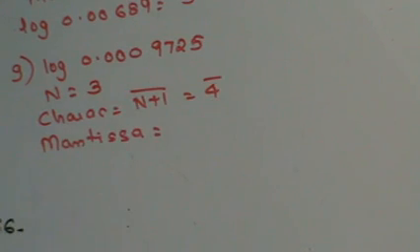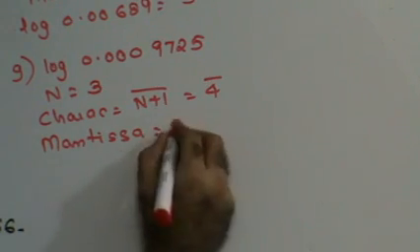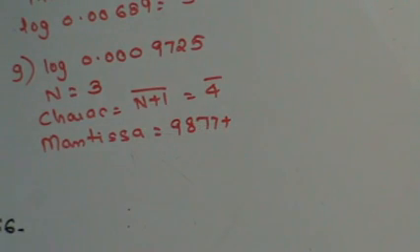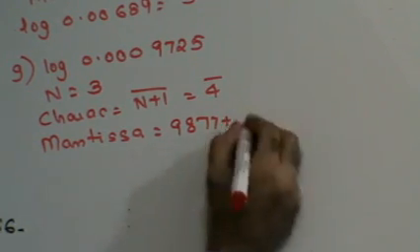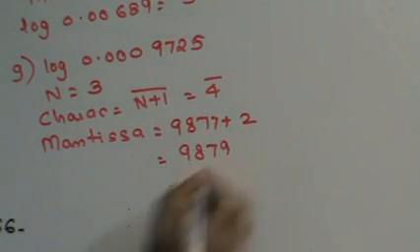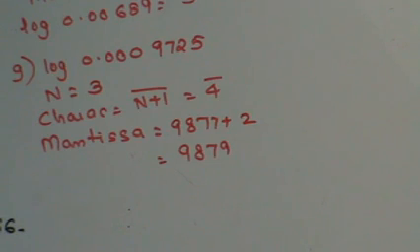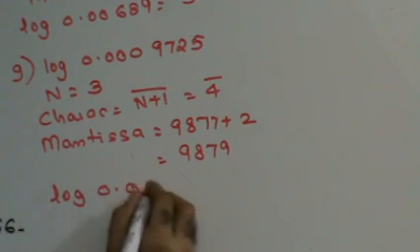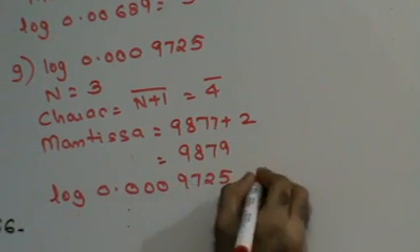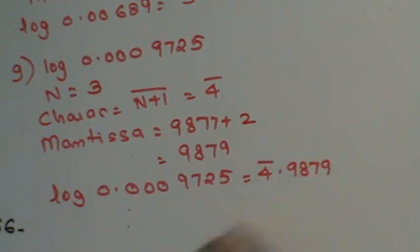Mantissa. To the extreme left, see 97, 2. 97, 2 is going to be 9877. Right? 97, 2, and then mean difference. See the mean difference for 5. Mean difference for 5 is 2. So this is going to be 9879. Fine, do we get this? So in that case, log of 0.0009725 is 4 bar 0.9879.